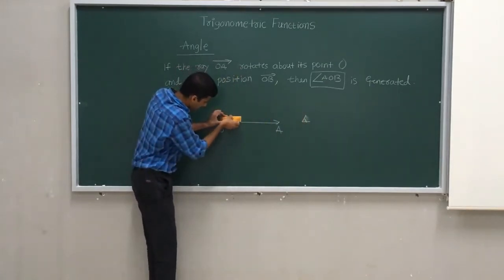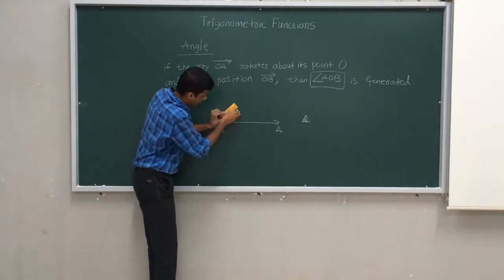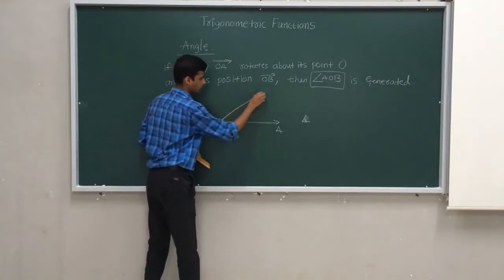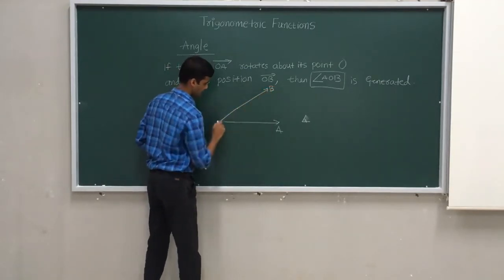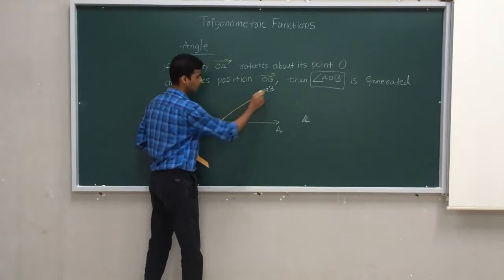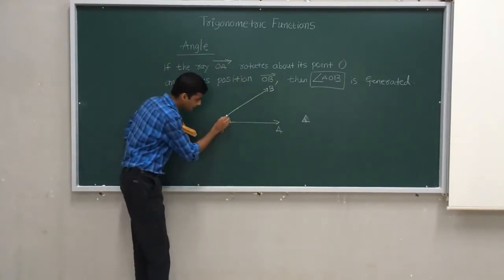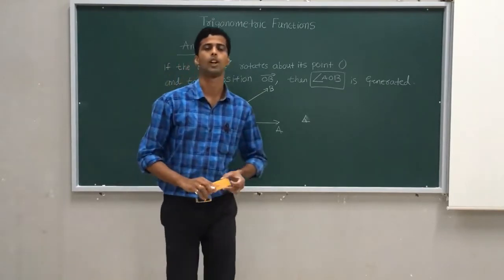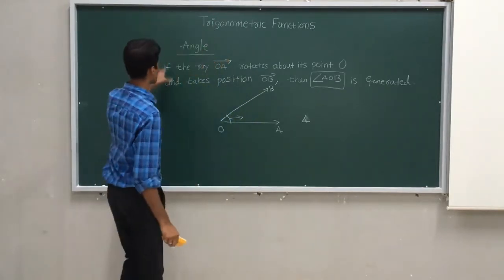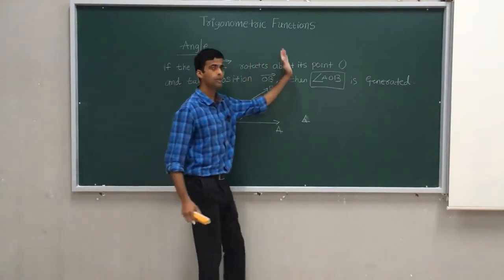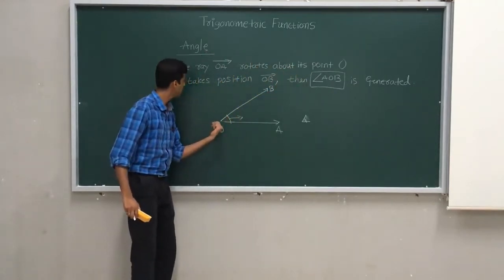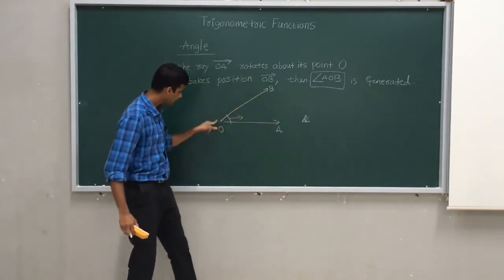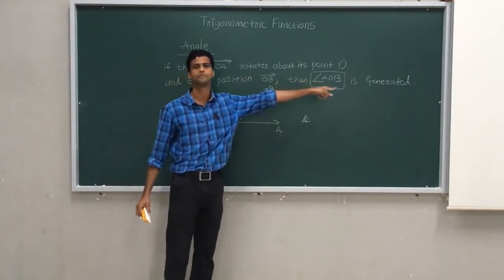Which means if this ray OA rotates about this point and takes some position, suppose we stop here, I will take one more line. This is OA, this is OB. Some gap is created, right? That gap is called angle. To define it in a proper way: if the ray OA rotates about its point O and takes a position OB, then angle AOB is generated.